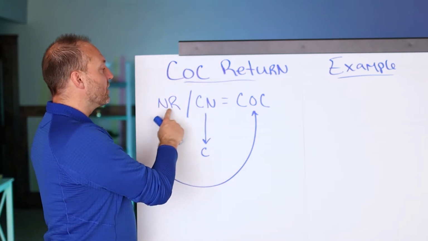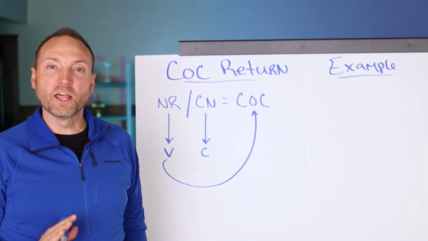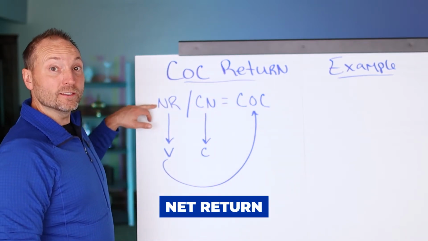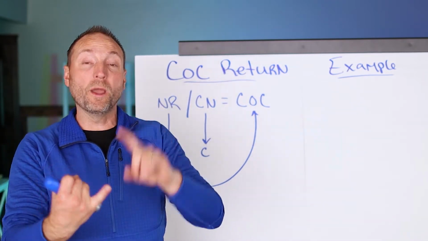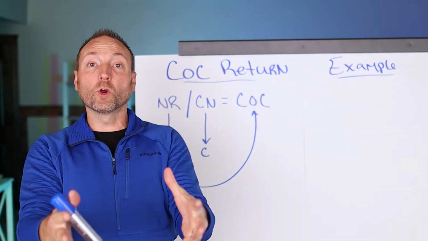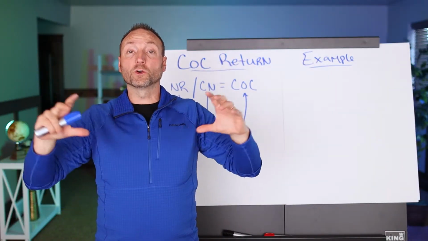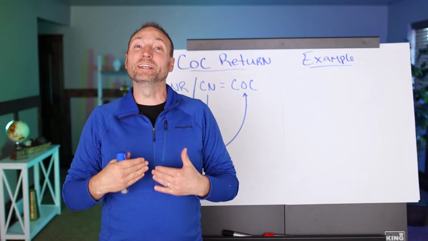We have NR divided by CN equals our cash on cash return. Now, what are these letters? I'm going to walk you through. The first one is our net return. This is how much money we actually have left over at the end of the month after we pay all of our expenses and we pay our mortgage payment, what is left. So you take all your income, you minus out your expenses, and then minus out your mortgage payment, and you have what we call a net return.